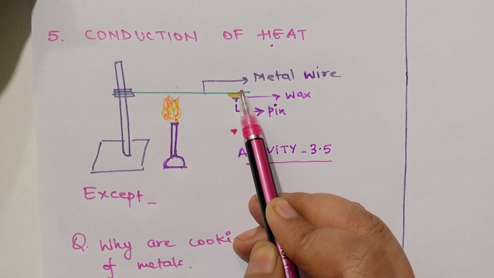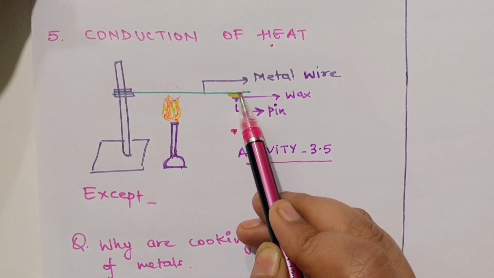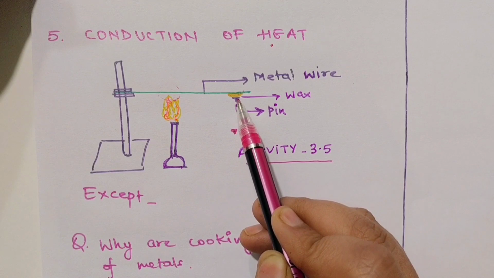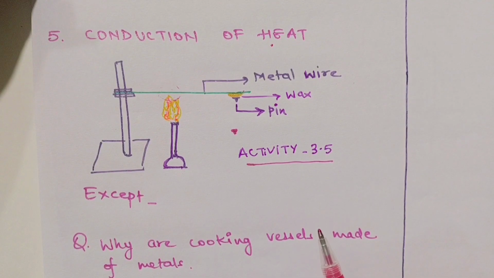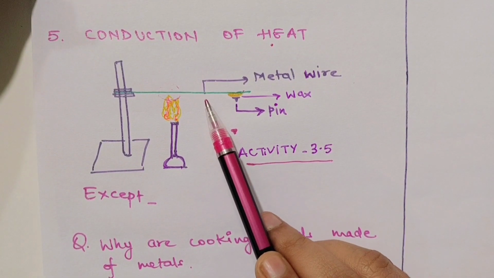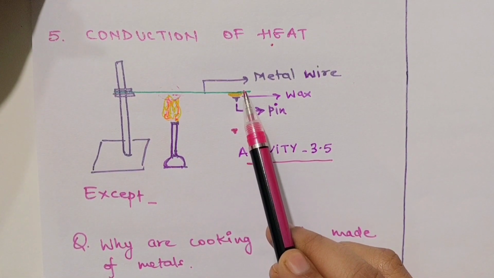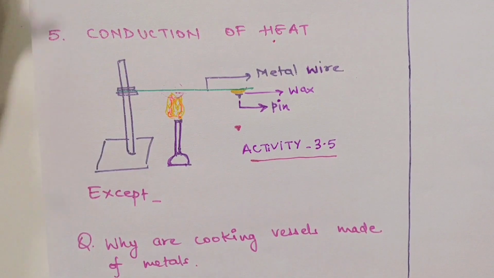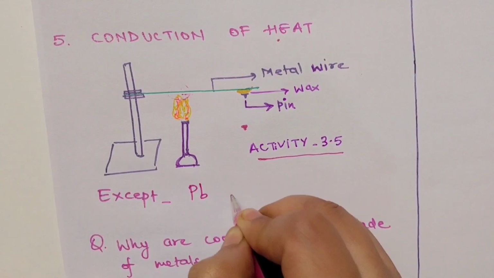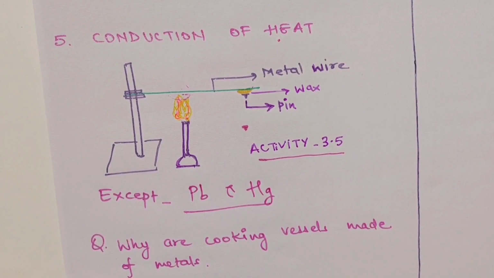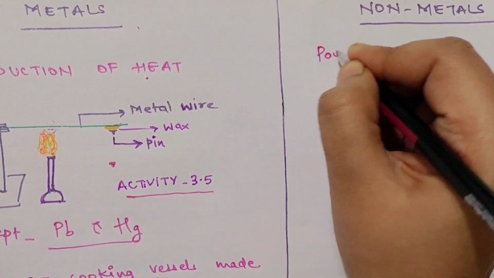Because this metal wire is a good conductor of heat. Even if you are heating this end, the heat travels to the far end, and from here it travels to the wax, which melts, and therefore the pin falls. Okay, so this activity proves that metals are good conductors of heat. This activity also proves that metals have a very high melting point. That is why the wire would not melt. Okay, so good conductors of heat. All metals are good conductors of heat except lead and mercury. Okay, they're not that great in conducting heat. Non-metals are poor conductors of heat.